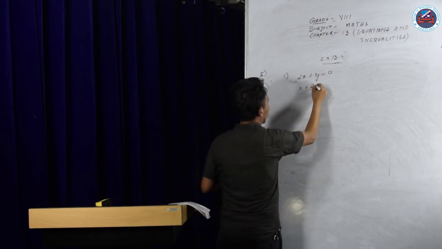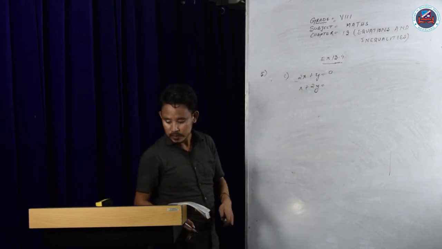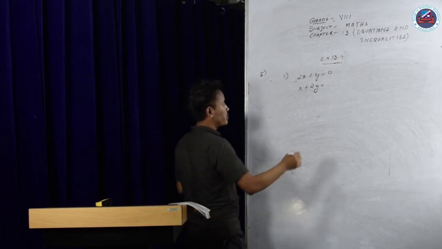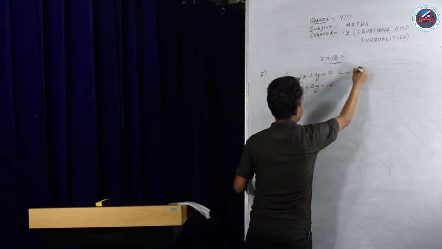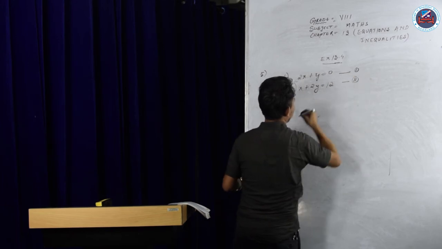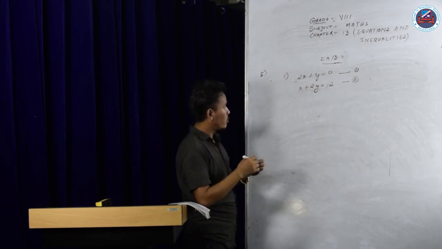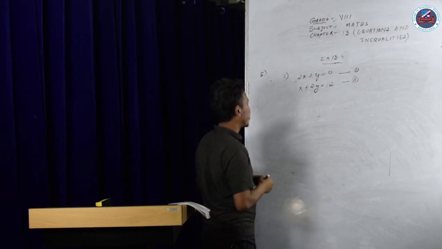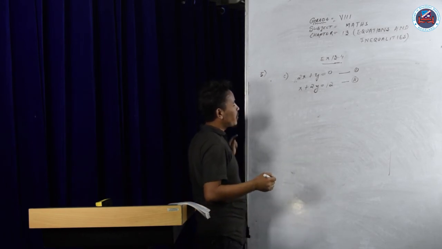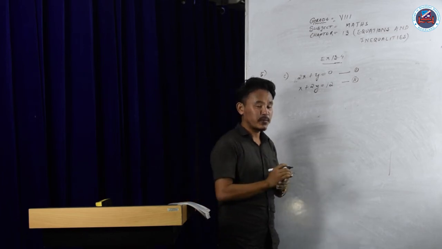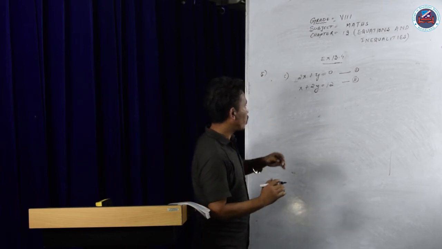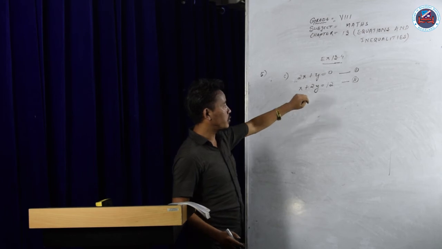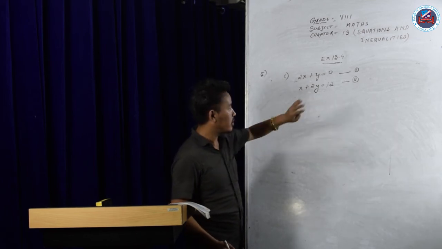X plus 2y equals 12. So let this be equation 1, let this be equation number 2. Yes, let's just go along with that. So we are told that we can follow any method. So what I want to do here is modify the equation a little bit.